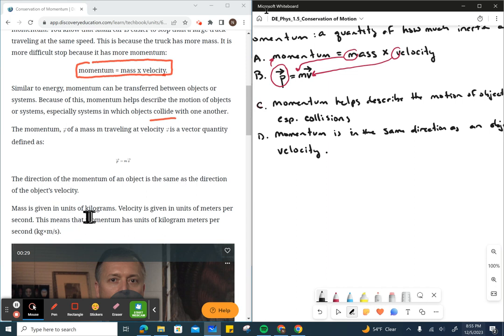Mass is given in kilograms. Velocity is given in units of meters per second. This means that momentum has units. So let's go and write this down as well.